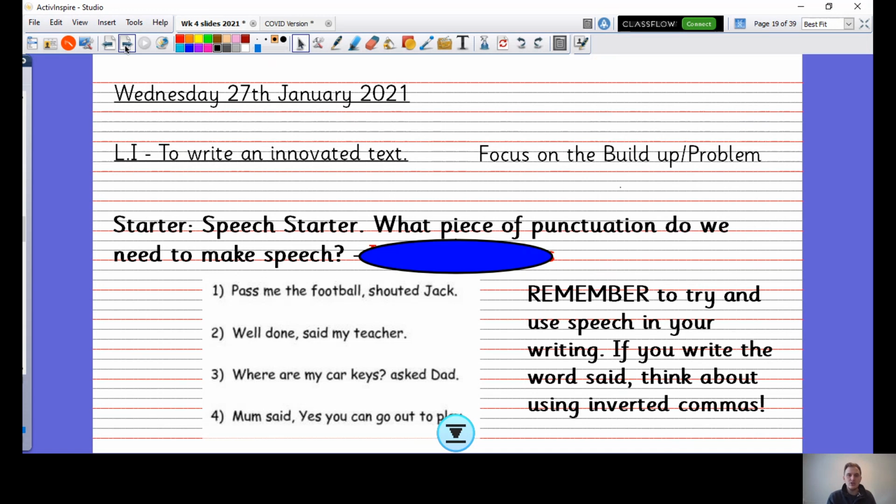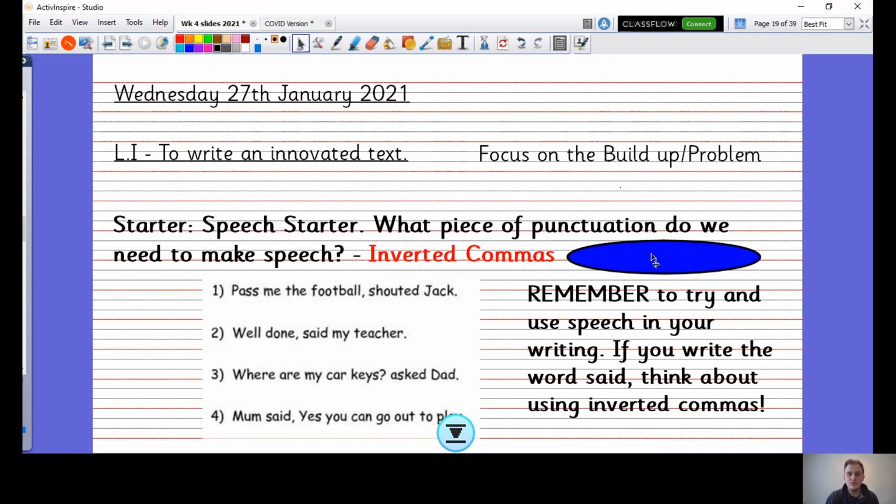So I've got a little speech starter, just like we did last week, but I've changed some of the sentences. What piece of punctuation do we need to make speech? Well, we are going to be using inverted commas. You're absolutely correct. Those are our little 66 and our 99. Okay, so let's go through these sentences and let's see if we can ascertain. That means let's see if we can decide or find out what parts are the spoken word. Remember, those are the bits that go inside my speech sandwich. They get hugged by our inverted commas, not the bits that we don't say.